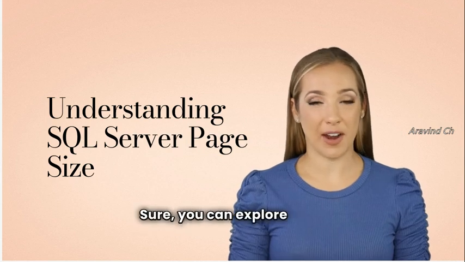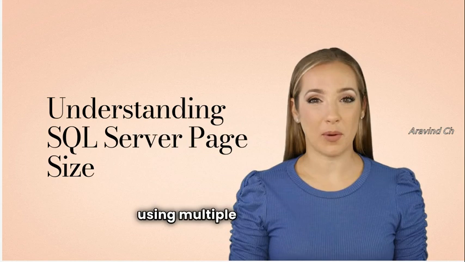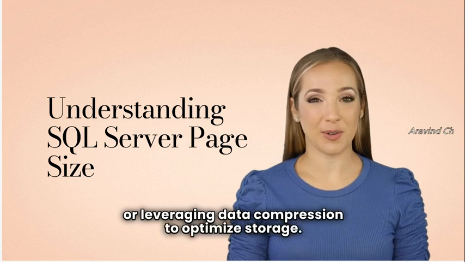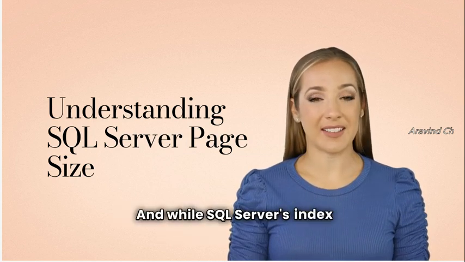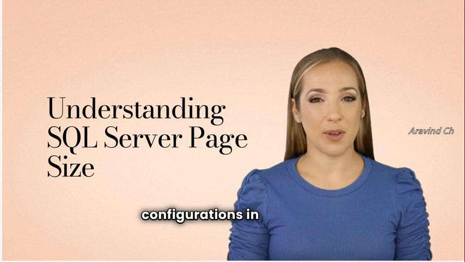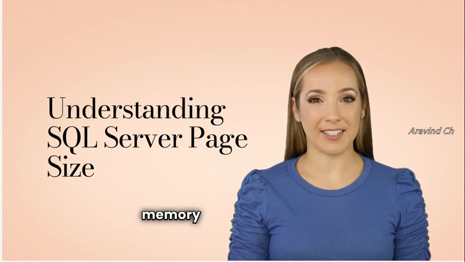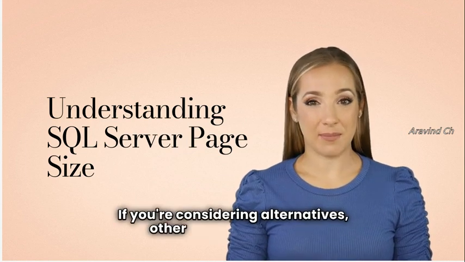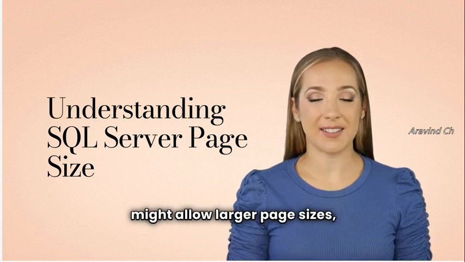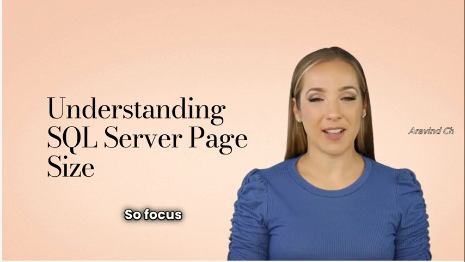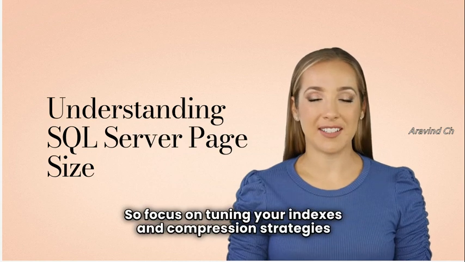Sure, you can explore other configurations like using multiple file groups to enhance performance or leveraging data compression to optimize storage. And while SQL Server's index pages also default to 8 KB, you can look at memory configurations in Windows Server, which can utilize larger memory pages for specific applications. If you're considering alternatives, other database systems might allow larger page sizes, but in SQL Server, you're sticking with 8 KB. So focus on tuning your indexes and compression strategies to get the most out of your database performance.